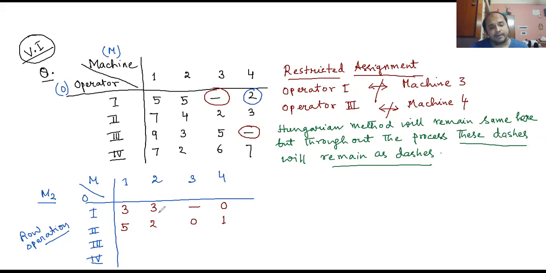So 9 is an element. So I write 9 minus 3, that is 6. 3 minus 3, that is 0. 5 minus 3, that is 2. But dash is not an element, so it remains dash.